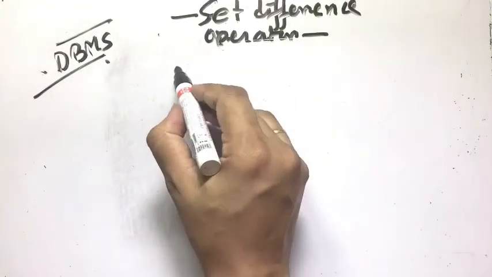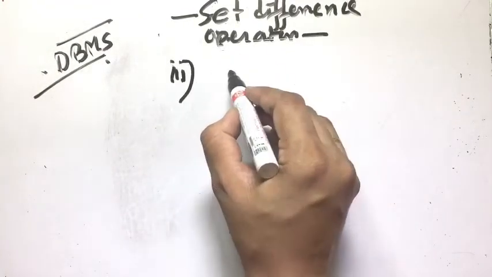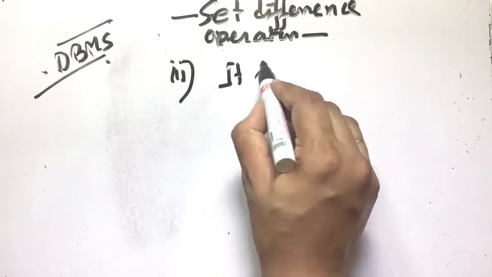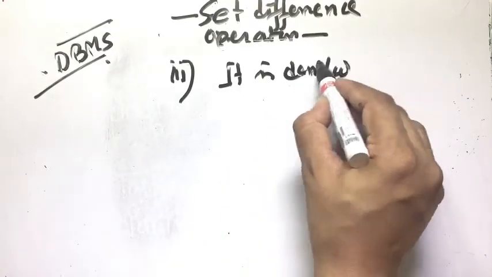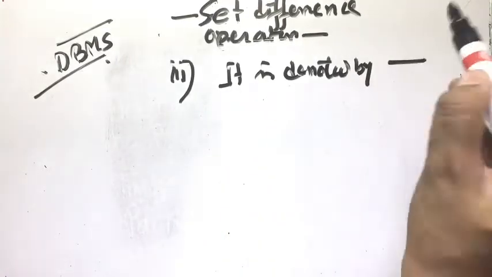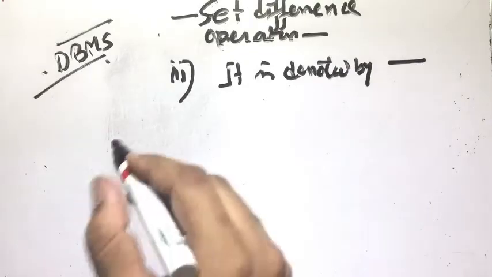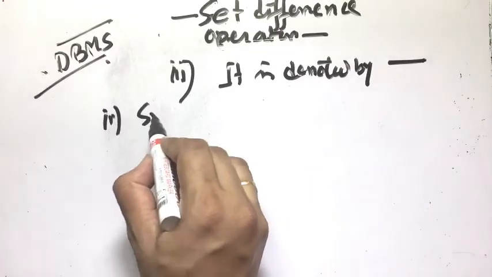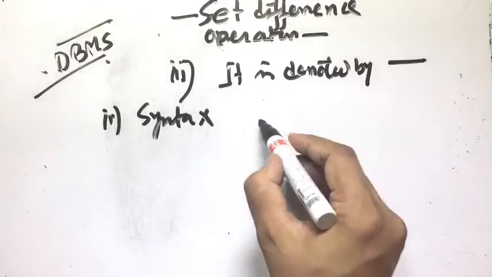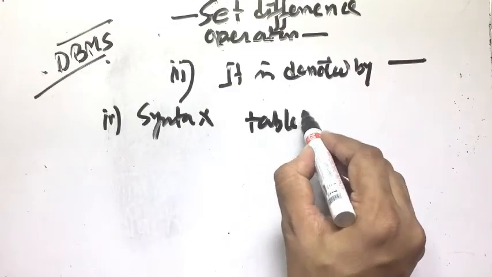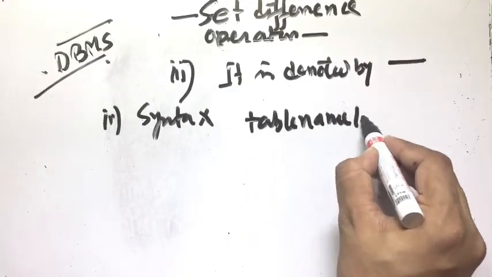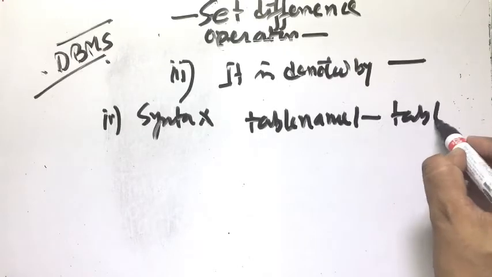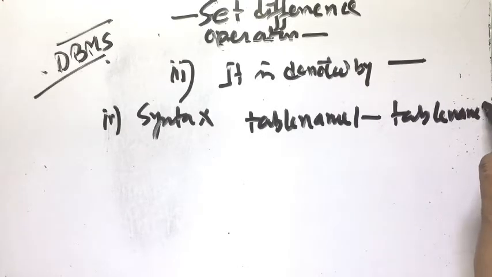Syntax is, first of all, a symbol: it is denoted by this difference, this minus. Syntax is table name 1 minus table name 2. That is the difference from one table to another table.